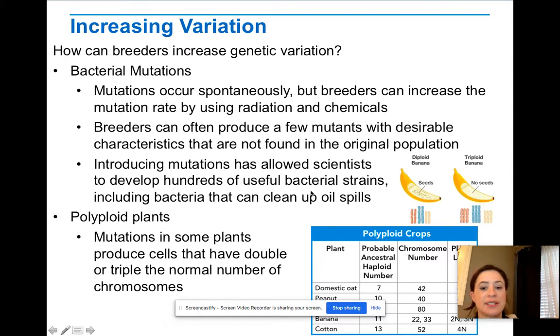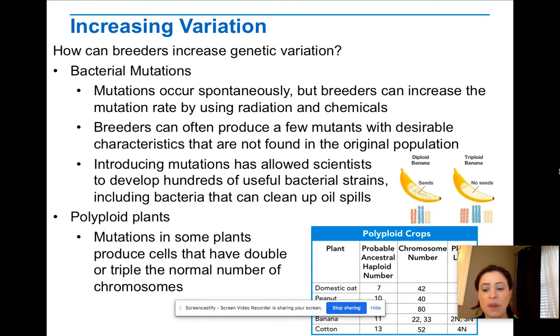Introducing mutations has allowed scientists to develop hundreds of useful bacterial strains, including bacteria that can clean up oil spills. So the bacteria we use to clean up oil spills is something that we have helped to create using biotechnology. And there are hopes that today we're able to use bacteria to clean up radioactive substances and metal pollution in the environment.